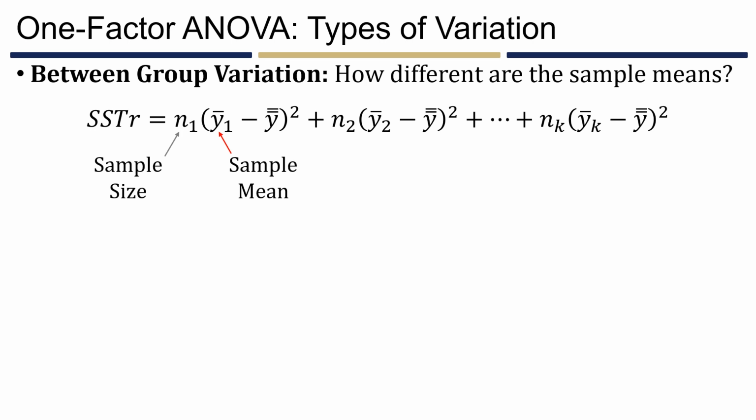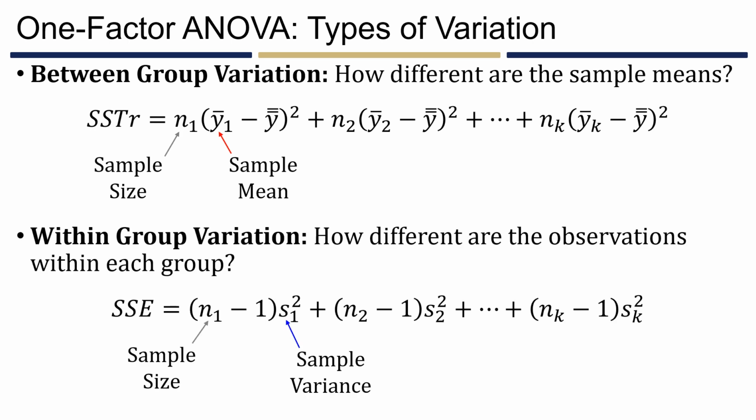We repeat this calculation for every single individual group that we have, and that sum is going to give you your between group variation. The within group variation, again, is trying to measure how different the observations are within each individual group. Within group variation is denoted by SSE, and this is calculated by taking the sample size for the group minus 1, multiplying it by the corresponding sample variance, and again, repeating this calculation for every single group and adding up all of these individual products.